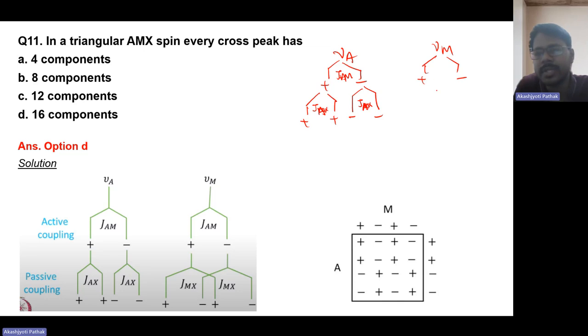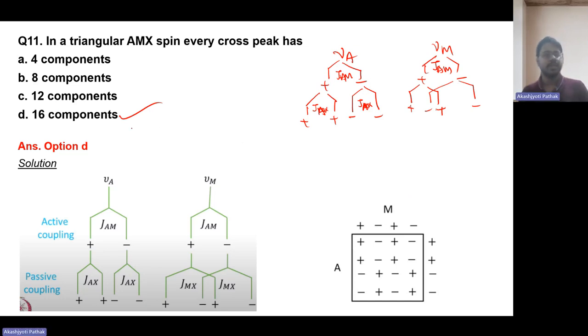Then if you consider this M, it will be split into plus and minus by the AM coupling, the active coupling, and then plus plus minus minus by the MX coupling, or if MX is greater, then it will move into this part. So for the A multiplet, you have four components. For the M multiplet, you have four components. So in total you will have 16 components.